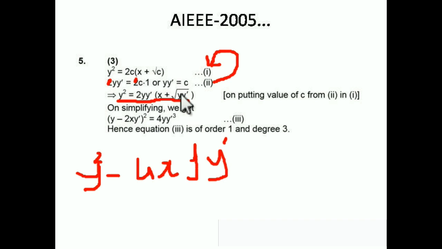So you have to just simplify this equation, and you will get the answer, that is order is equal to 1 and degree is equal to 3. Here degree is 3. Okay, so the right option is number 3. 3 is my right option.